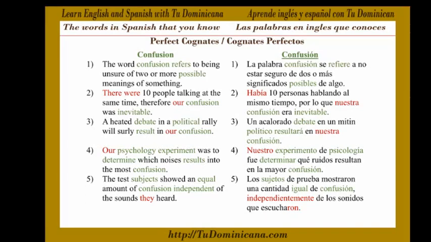Confusion. 1. The word confusion refers to being unsure of two or more possible meanings of something. Confusion. 1. La palabra confusión se refiere a no estar seguro de dos o más significados posibles de algo. 2. There were 10 people talking at the same time, therefore our confusion was inevitable. 2. Había 10 personas hablando al mismo tiempo, por lo que nuestra confusión era inevitable.